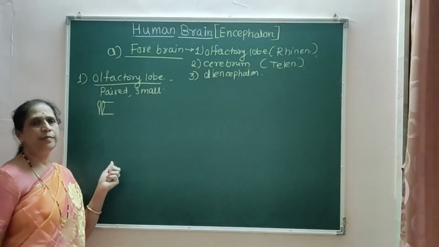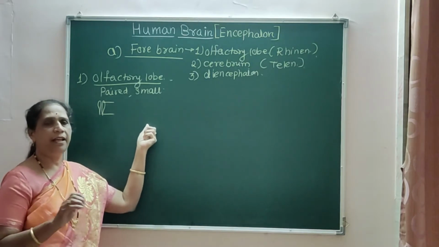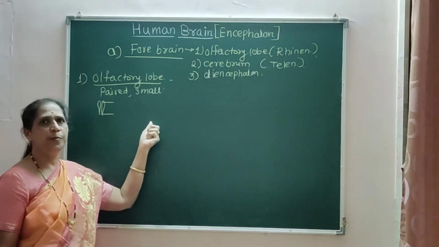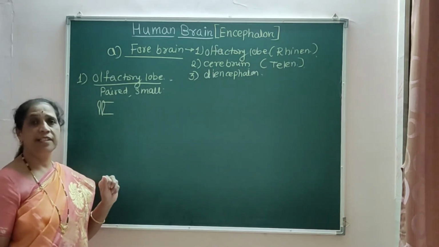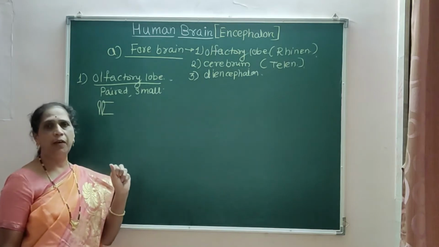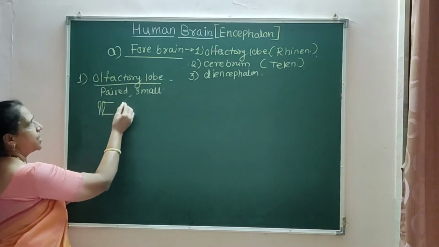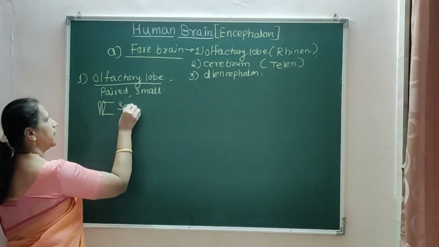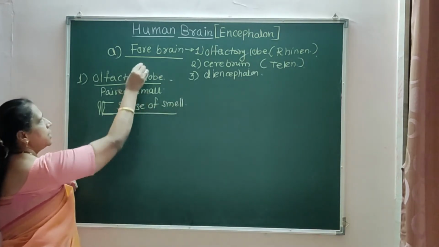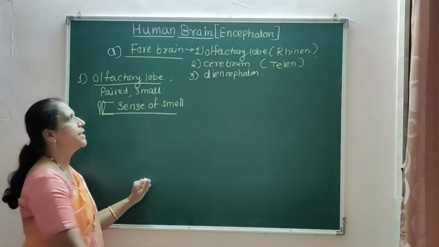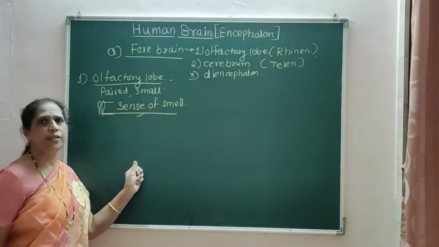These are the two regions, but these are very small and reduced parts in the human brain, and hence in humans the sense of smell is poor as compared to other animals. In some animals, if the olfactory lobes are well developed, then the sense of smell is very acute. So olfactory lobes are concerned with the sense of smell. This is the first part of forebrain. It is also known as rhinencephalon, and it is reduced and concerned with the sense of smell.